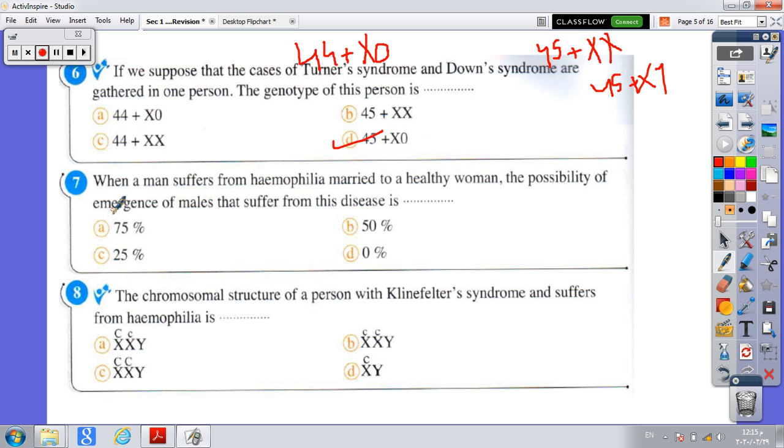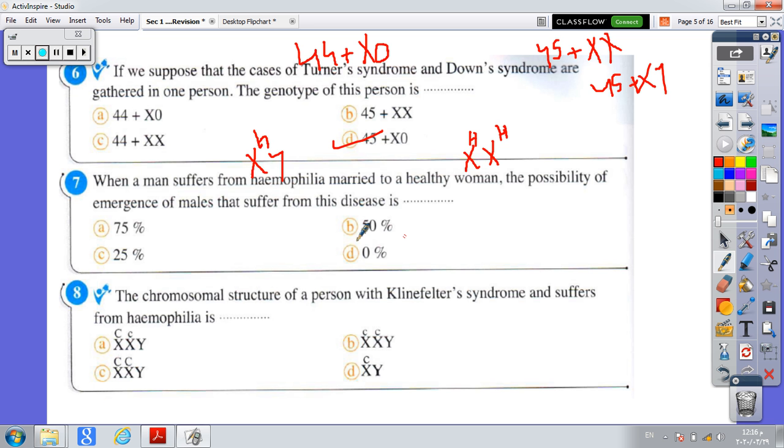Number 7. When a man suffers from hemophilia and is married to a healthy woman, we know that the healthy woman must be XX, and it will be healthy, so it carries H capital and H capital. While a man who suffers from hemophilia is XY, and hemophilia is carried only on an X chromosome, so it is X with H small.